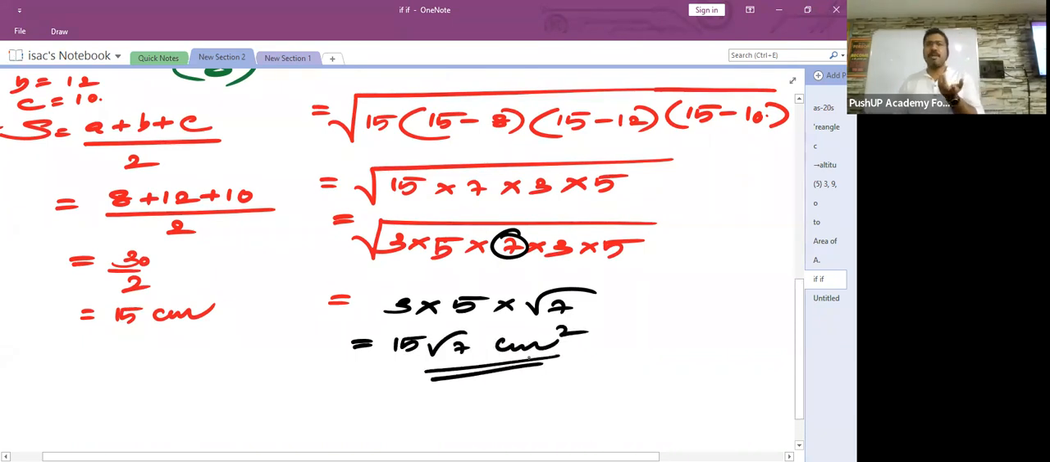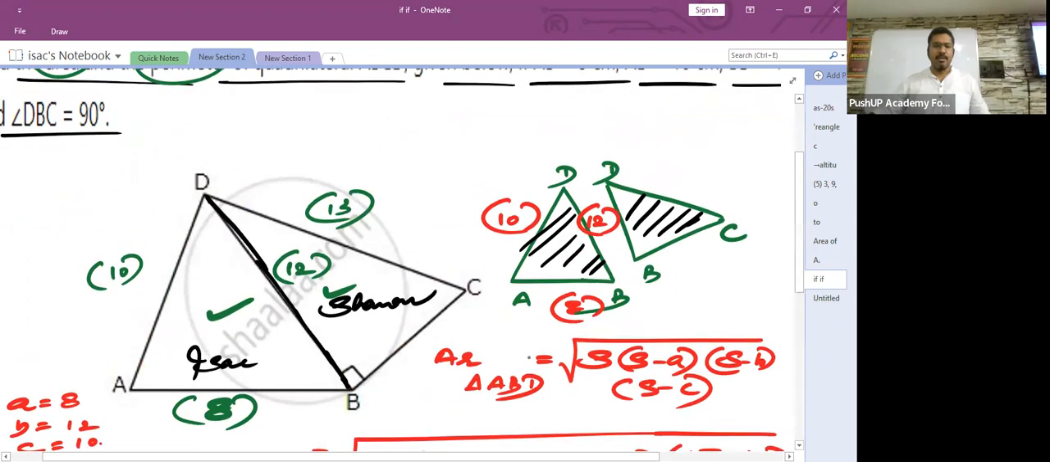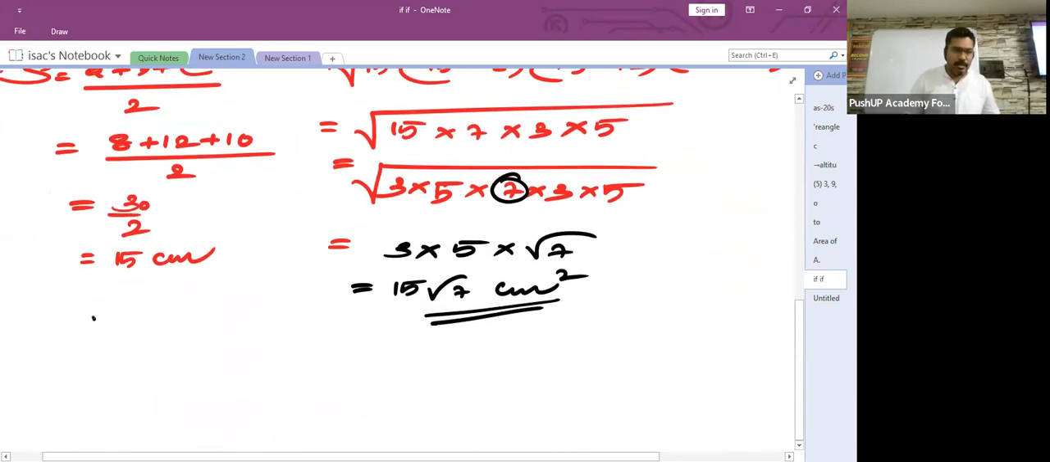Now no need to find the decimal value of square root 7. They haven't asked us to find it. So just leave it like this. All right. Now let's find the area of triangle DBC. So I'll do one thing. I'll draw the triangle DBC once again. This is the triangle. This is D, this is B, and this is C.